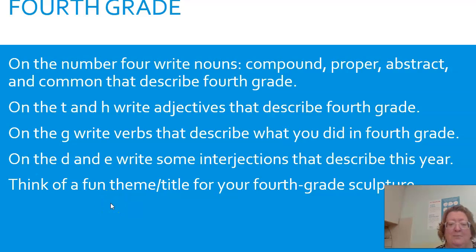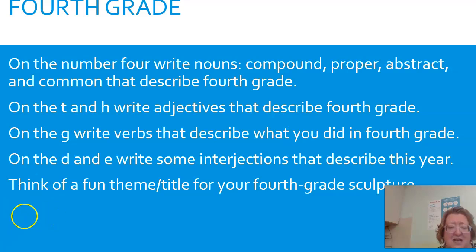Now, once you have completed all of your words, then you're going to try to think of a fun theme or a title for your 4th grade sculpture. And you can draw it or you could create it out of the words and the numbers. You could write it, but you can use your colored pencils and crayons to do this. So once I tell you to go ahead and finish it, if you want to get colored pencils and crayons, you could do so.